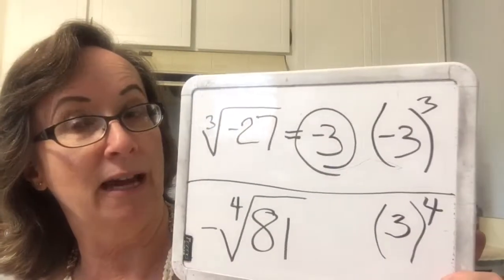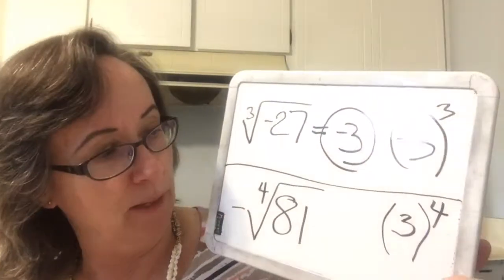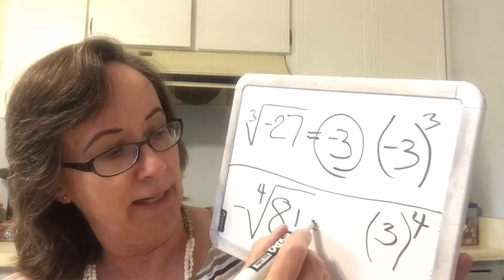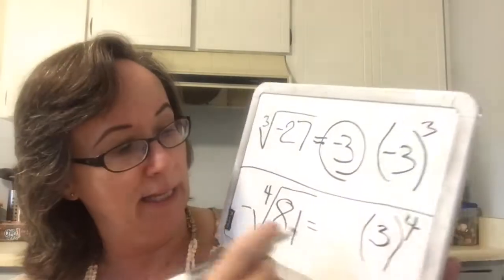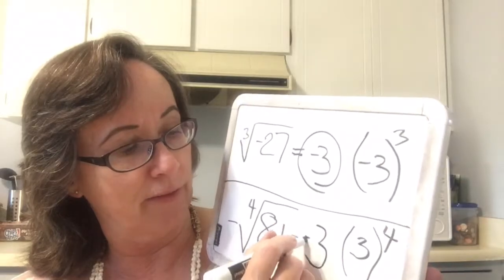3 times 3 is 9, and we know that 9 squared is 81. So the answer here, this part is 3, but then the -1 in the front is going to make it -3. And we will be back with some more.